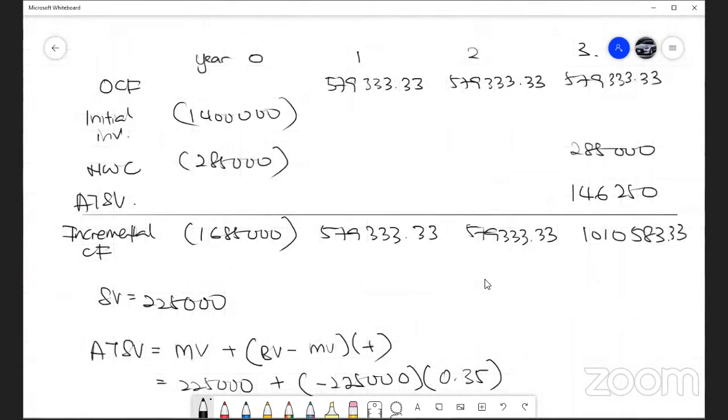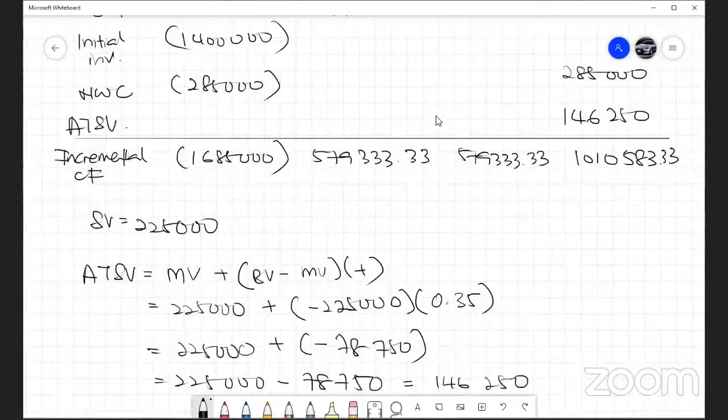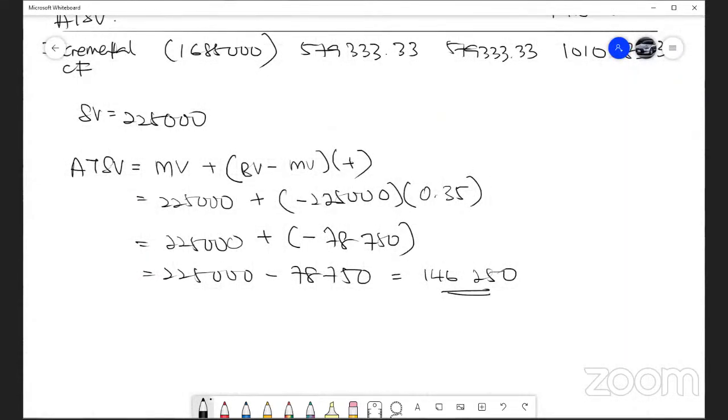With all this new info, you can calculate your new NPV. You can do it with two methods. One is the financial calculator method, and one is the standard calculation method. The financial calculator is easier for me to write, so I'll write the financial calculator. The standard one is negative 1.685 million plus 579,333 divided by 1.12, to the power of 1, power of 2, and power of 3.